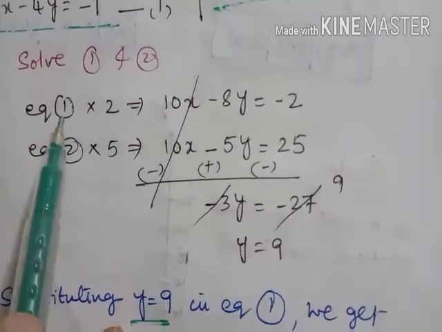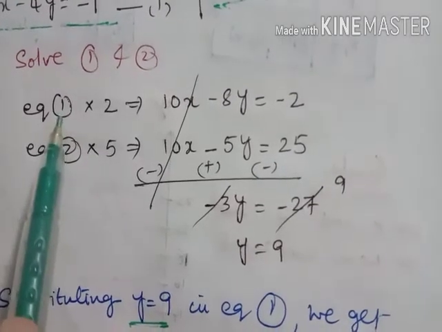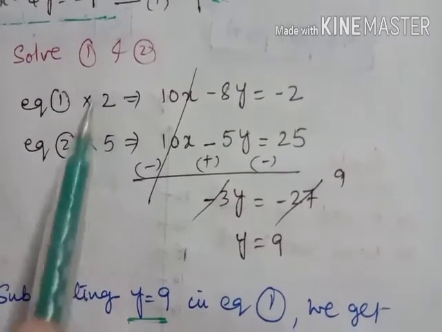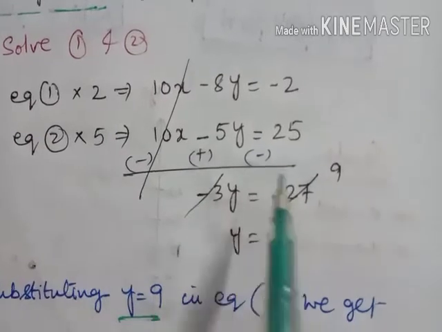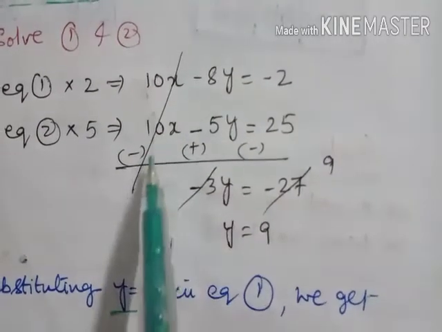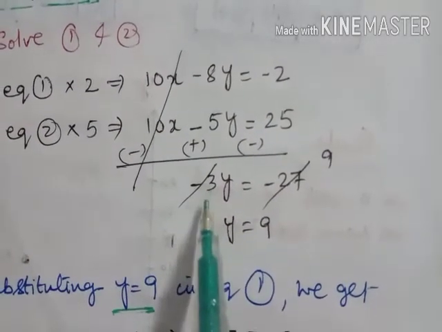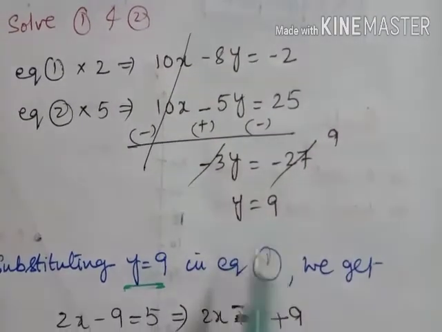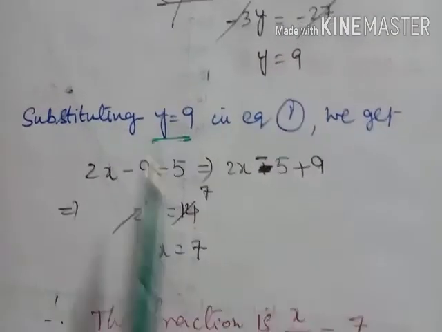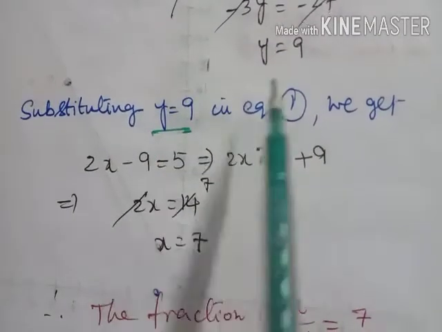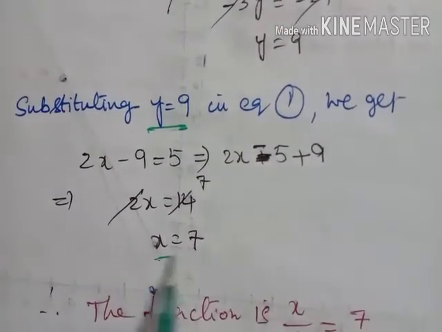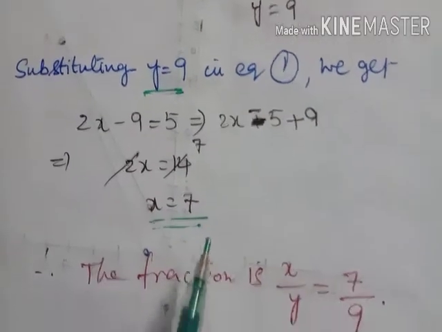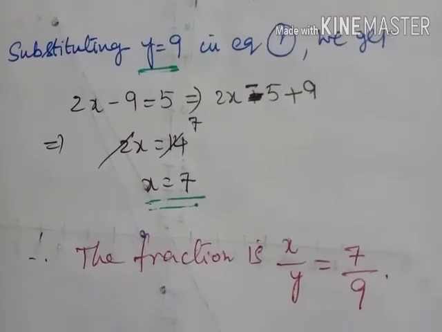Solving equation 1, I am multiplying equation 1 with 2 and equation 2 with 5. So I am cancelling x values. So minus 3y is equal to minus 27. Cancelling 3, 9 times. y is equal to 9. So I am substituting y is equal to 9 in equation 1 for the x value. So the fraction is x by y is equal to 7 by 9.